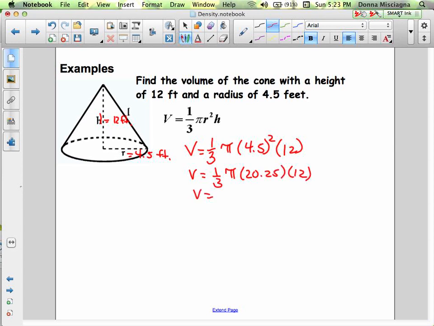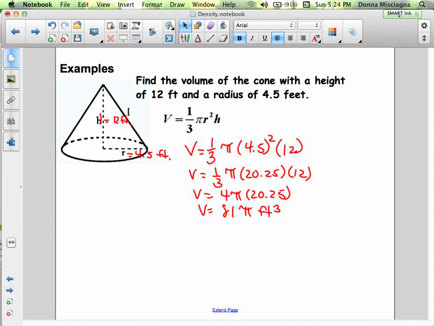Let's just multiply the 12 times the third. That one's pretty easy, right? So that would be 4 pi times 20.25. Right? So that would be 4 times 20 is 80, and a fourth of 4 is 1. So the volume here is going to be 81 pi feet cubed. And there we go. That's all there was to finding the volume of the cone. Let's do a few more.